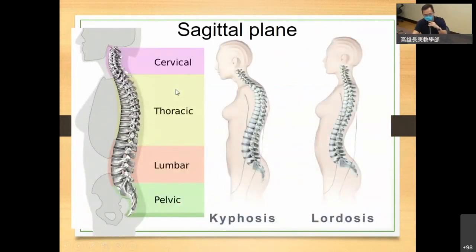So, on the left side, this is the normal spine curvature in our bodies. In the sagittal plane, the cervical spine has a lordotic curvature, the thoracic has a kyphotic curvature, and the lumbar has a lordotic curvature. If the kyphotic curvature is over the normal range, it will cause kyphosis. Kyphosis means an excessive kyphotic curvature. If the lordotic curvature is over the normal range, it will cause lordosis.